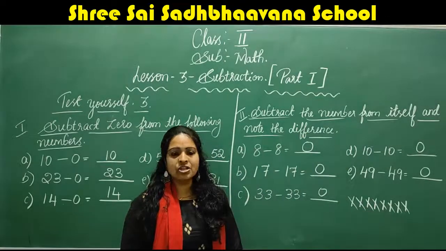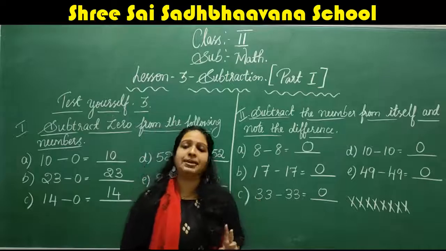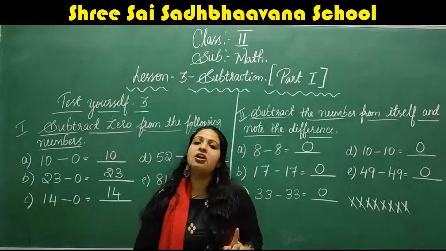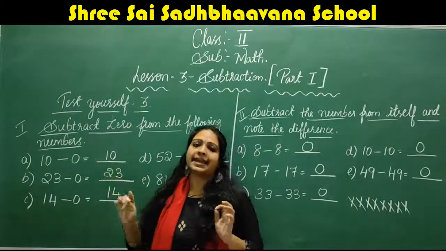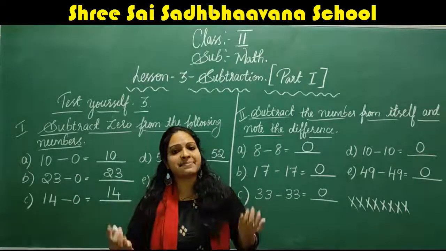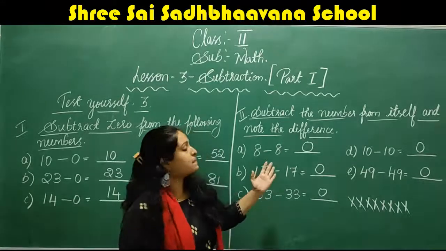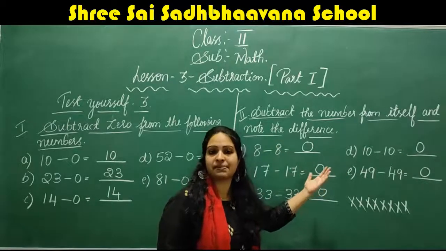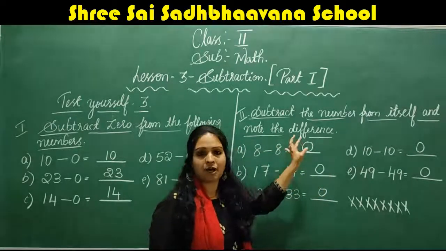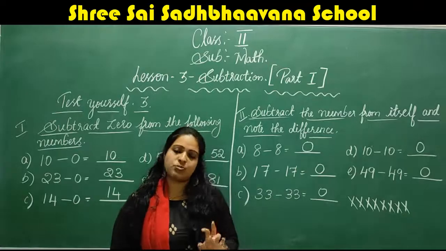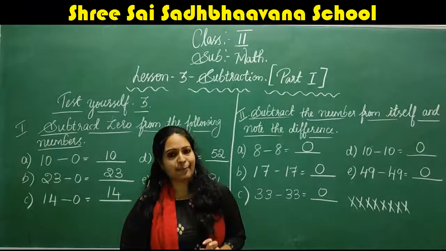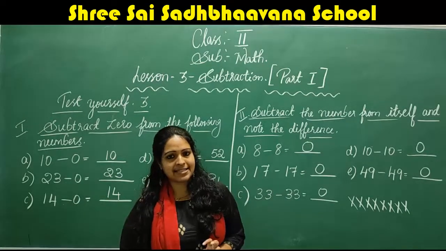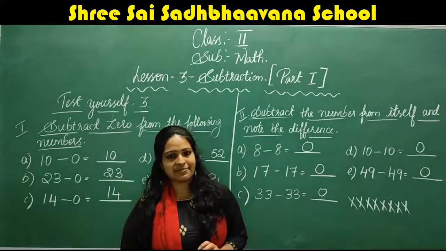Understood now, children? These are the two things you have to keep in mind. When you are subtracting 0 from any number, you will get the same number as the answer. When you are subtracting a number from itself, meaning from the same number you have subtracted, you will get 0 as the answer. These are the two things you have to keep in mind. Okay, let us move on to the third main then.